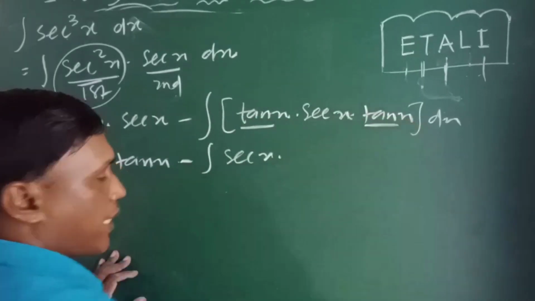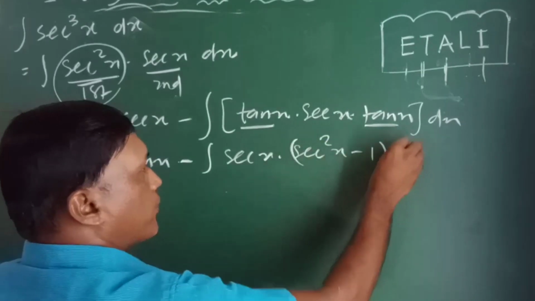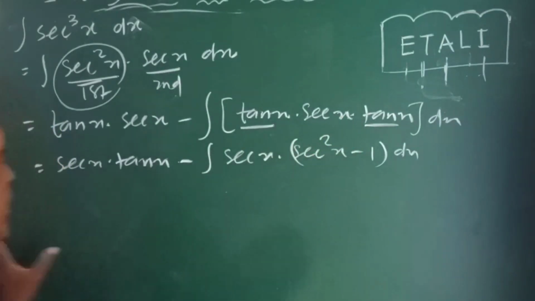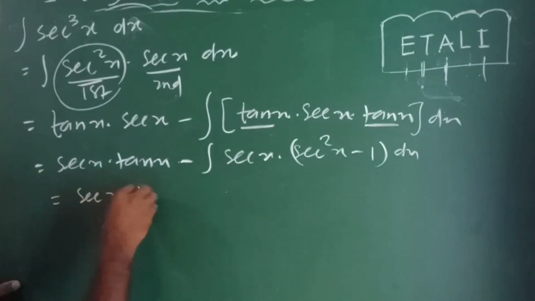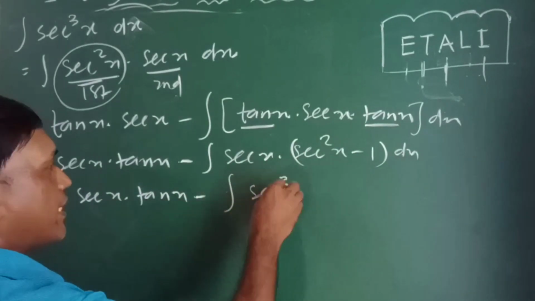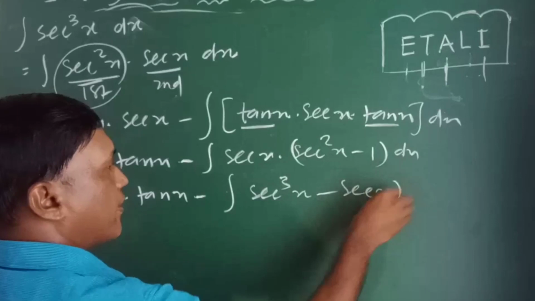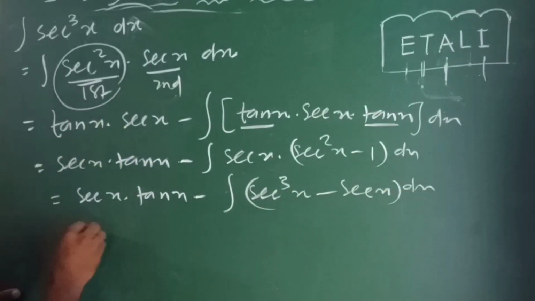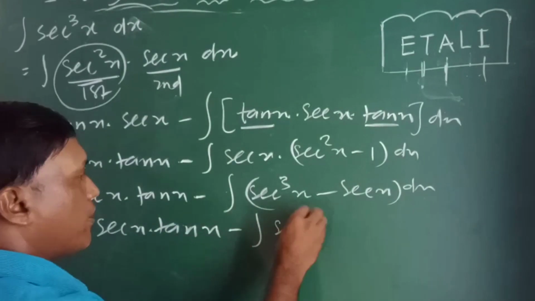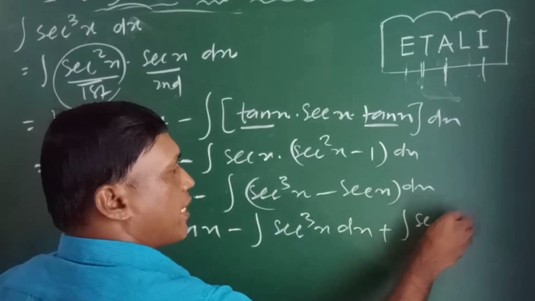Now tan x into tan x is tan square x, and write this tan square x as sec square x minus 1, because tan square theta is sec square theta minus 1. Tan into tan square is sec square minus 1. Now look at here, this is sec x into tan x minus integration of sec into sec square, which is sec cube x, integration of sec cube x minus sec x dx, which is equal to sec x into tan x minus integration of sec cube x dx plus integration of sec x.